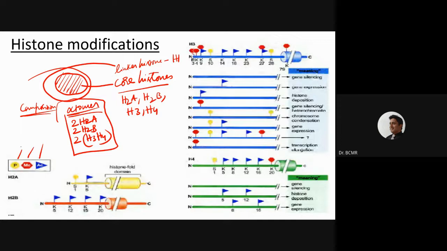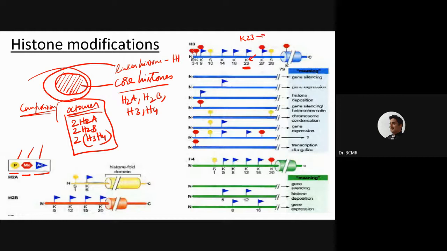And there are three different types of modifications that can happen. This is different from DNA methylation. These are histone modifications, which is what we are discussing right now. It could be acetylation, methylation, or phosphorylation. I want you to tell me, what does K stand for? The arrow mark that I put. What do you mean by K23?